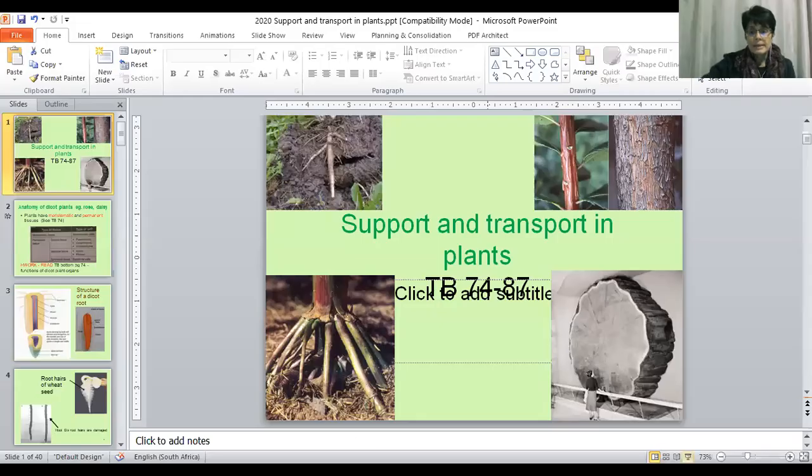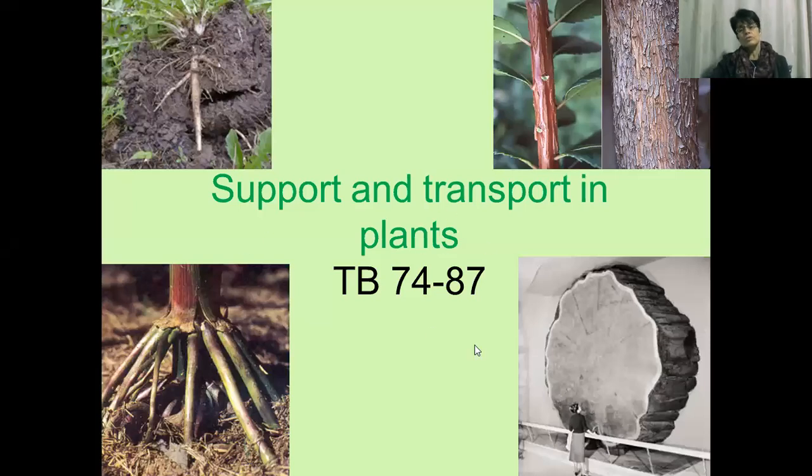All right, so the PowerPoint that I'm referring to is this one. It's called support and transport. Support is because of the xylem and the sclerenchyma and all of that, and the cells being turgid, etc. And then transport is how water and salts move up, and how sugars move up and down the plant to wherever they are needed.